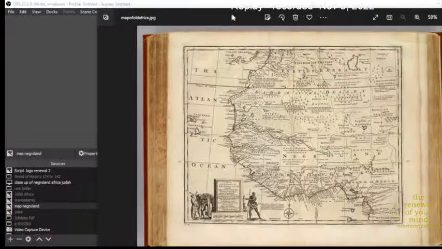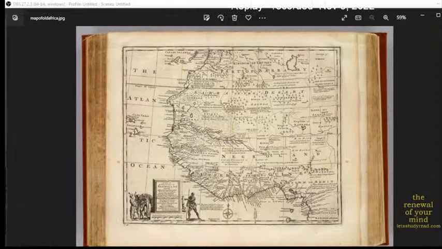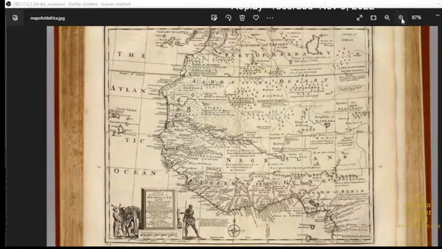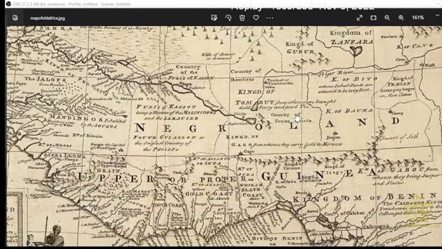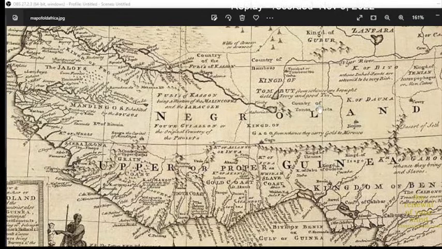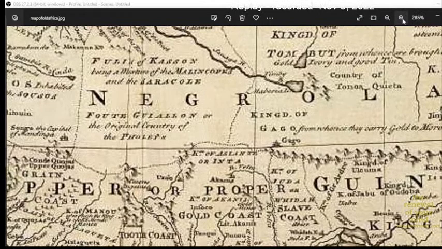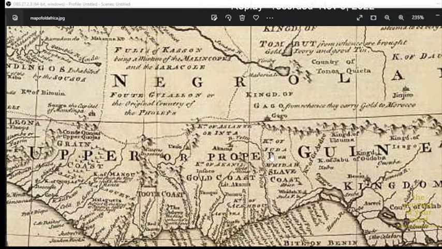All right, so you see this is a close up on the map, Negro Land of Africa. That's the area that they was drawing slaves from. You see that it was called Negro Land. Now let's zoom in. Okay, so now you can see my mouse, right? So we're going to zoom in on a particular area. Make sure you can see this. Now, you see where my mouse is at, where the hand is at.